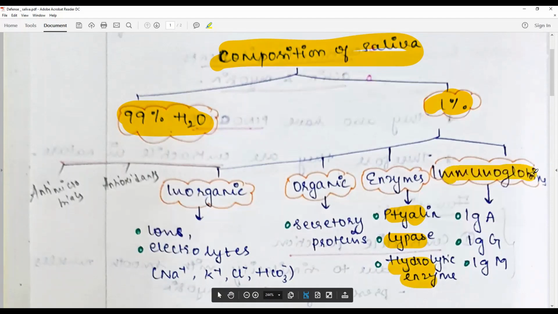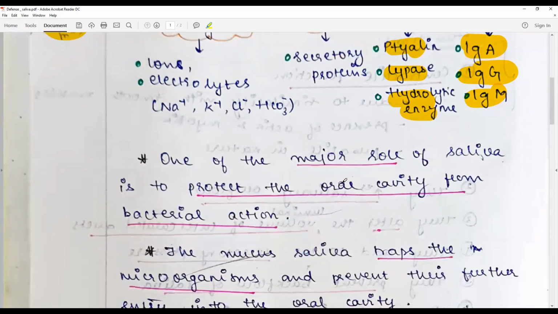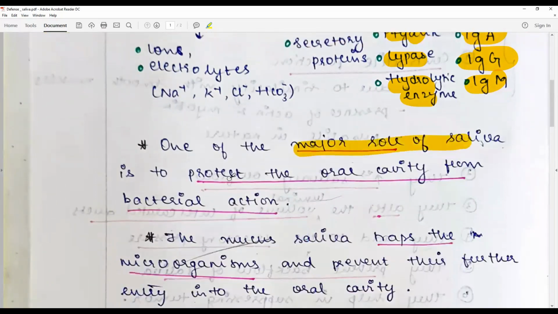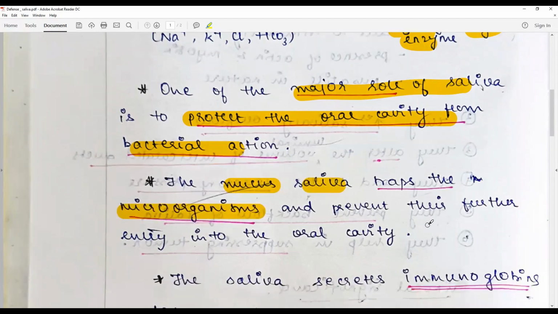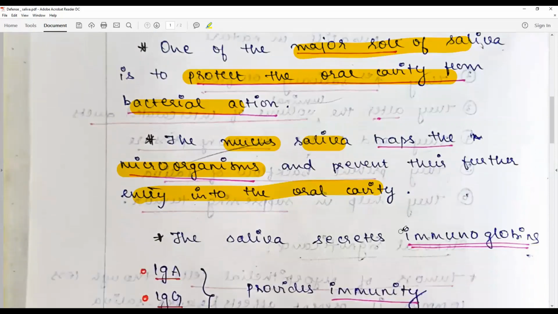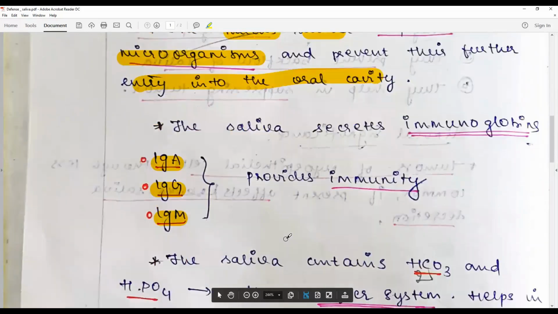You have got immunoglobulins, which are associated with defense functions. It has got IgA, IgG, IgM. It has got some antimicrobial enzymes. It has got some antioxidants also. The major role of saliva is to protect the oral cavity from bacterial actions. The mucus secretion of saliva traps the microorganisms per se and prevents their further entry into the oral cavity. This is the first line of defense. The saliva secretes immunoglobulins like IgA, IgG, IgM that provide immunity.